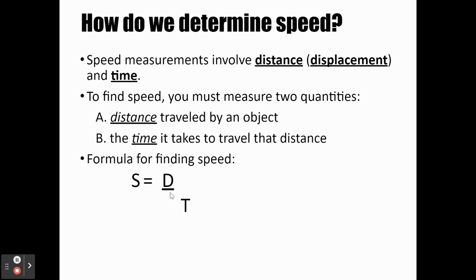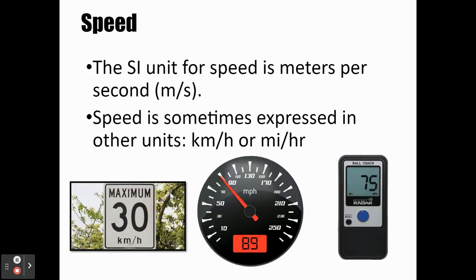So the speed formula is distance divided by time. The SI units we're going to use are meters per second, but those are just the basic units. We can also do kilometers per hour. You may recognize it more as miles per hour because that's what we use, which is not the metric system, but this may be something that you can use as a reference point.